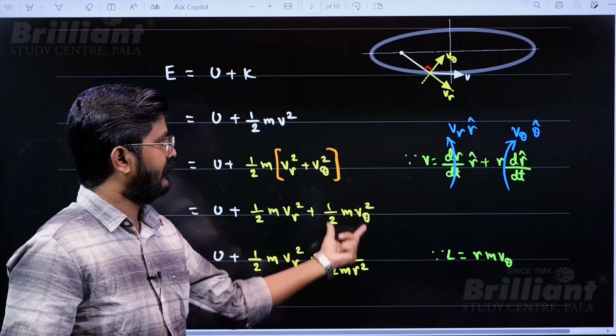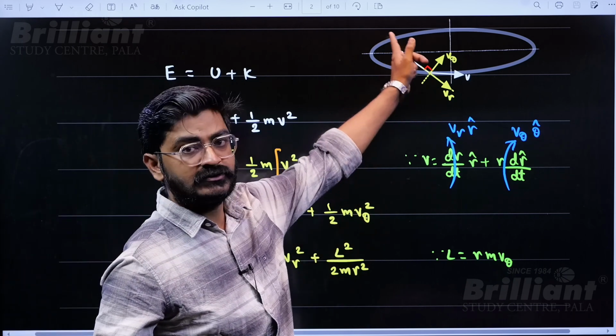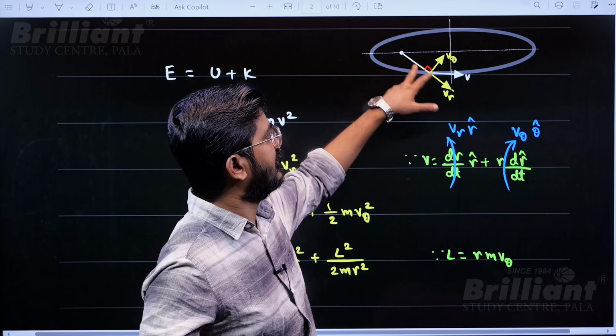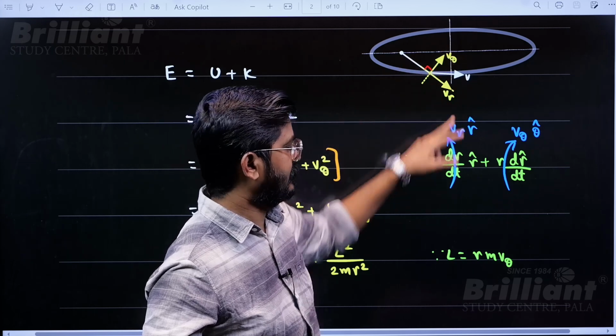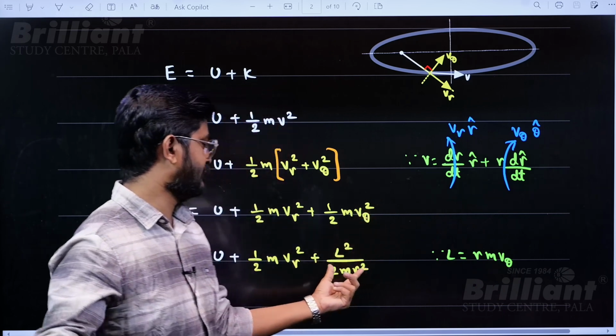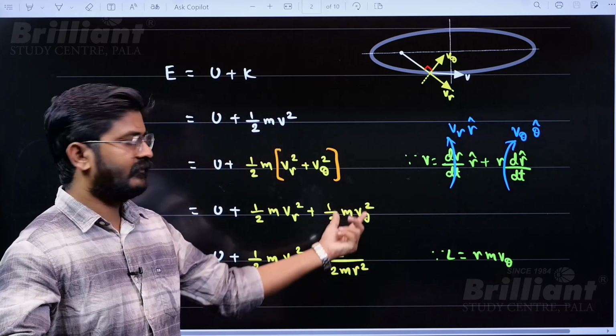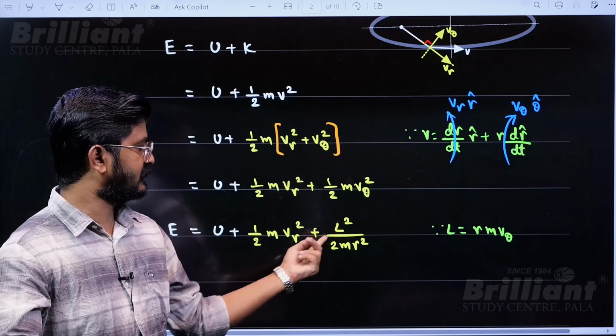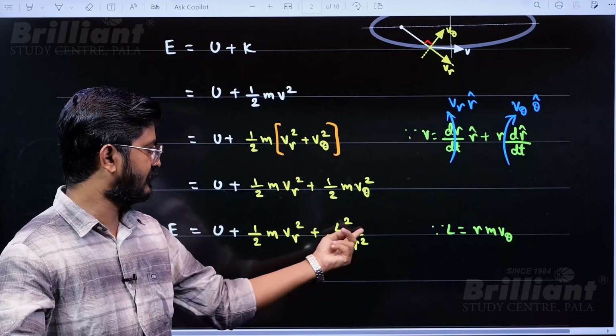We will be slightly deviating from here because we know it is a central force, so conservation of angular momentum will happen. What is the angular momentum here? It is r into m V theta. So instead of V theta, when I substitute it back, I will be getting this. Now from here to here, when you notice, angular momentum is constant. So this is constant, this is constant, this is constant, and this is a function of r.